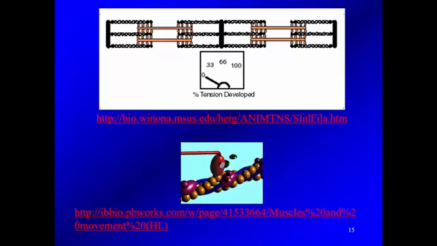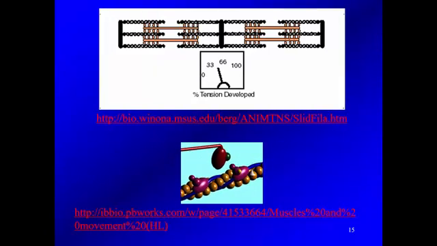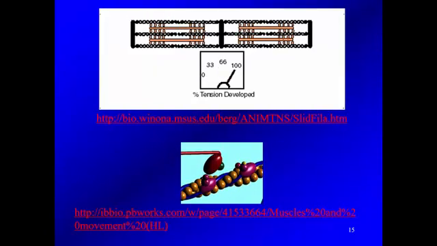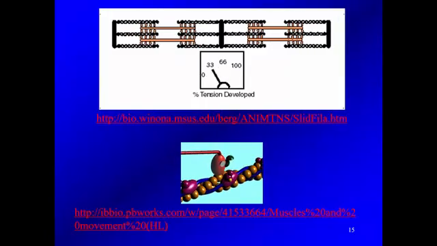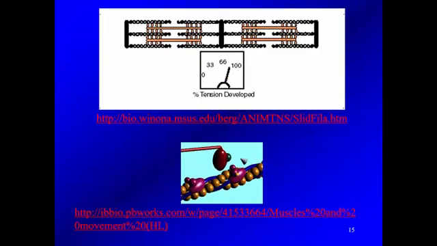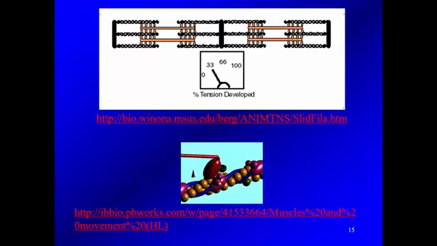Here's a picture of a sarcomere. At the top, it's pulling the Z lines closer together. Notice the actin and myosin don't change size. They just get closer together. And down at the bottom you can see myosin pulling the actin along as calcium comes in and pulls that troponin out of the way.